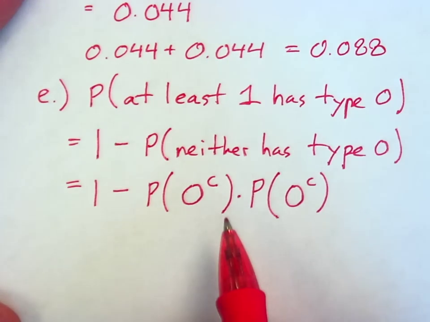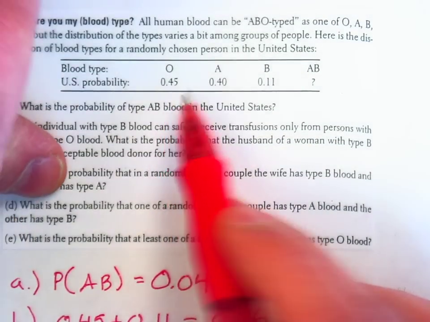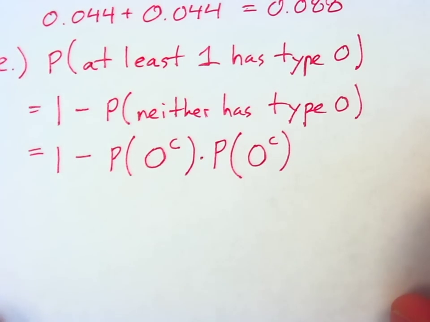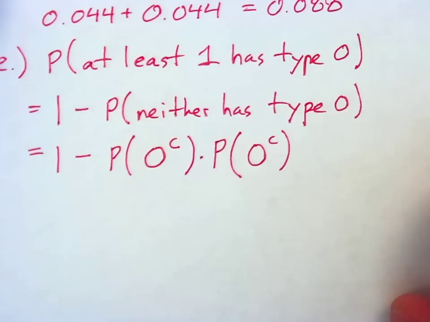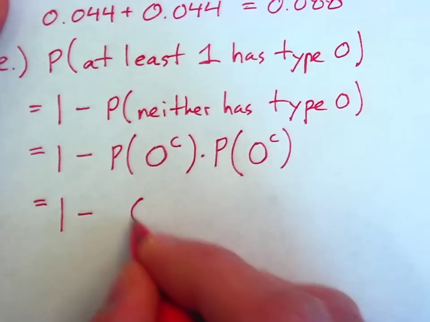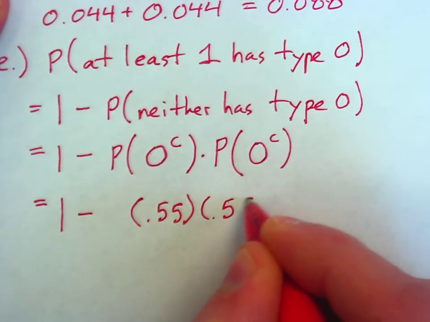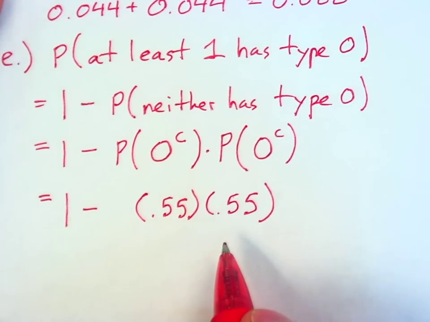The likelihood of not being type O then, notice we got to go all the way back up here to the table. The likelihood of type O is 0.45. So the likelihood of not being type O is 0.55. So here we go. 1 minus the 0.55 times the 0.55. But be careful, something to think about here, the order doesn't matter. So something that we saw in the previous question, and that's the reason that the information is organized the way that it is.